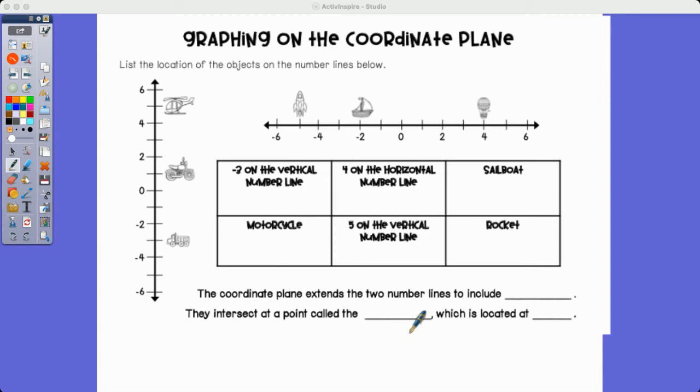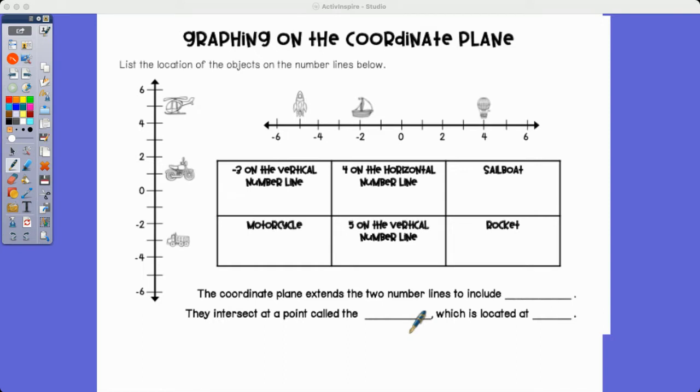Today we're going to be working on graphing on the coordinate plane. And you can see that there are two types of number lines on this handout. And make sure you have your guided notes out and you're taking notes. And they are vertical and horizontal number lines.